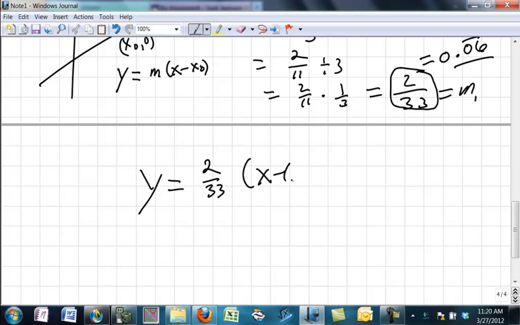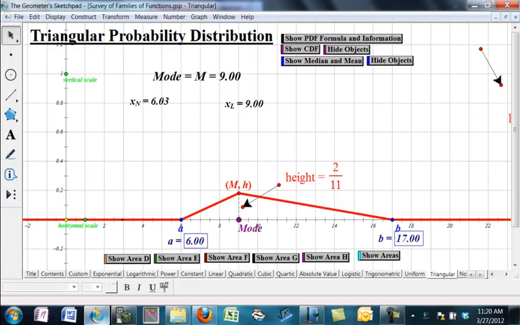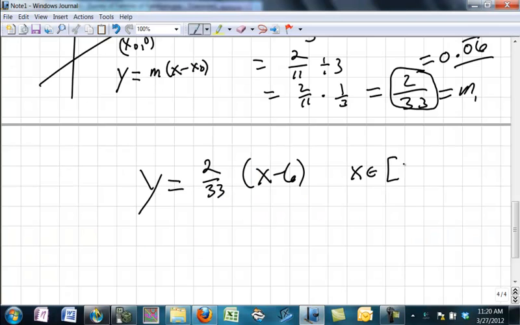Now this makes sense for the part that looks like that. That's this part, which is only x's from 6 to 9. So this is x's going from 6 to 9. And of course this y is the PDF of x. So we have part of the formula.